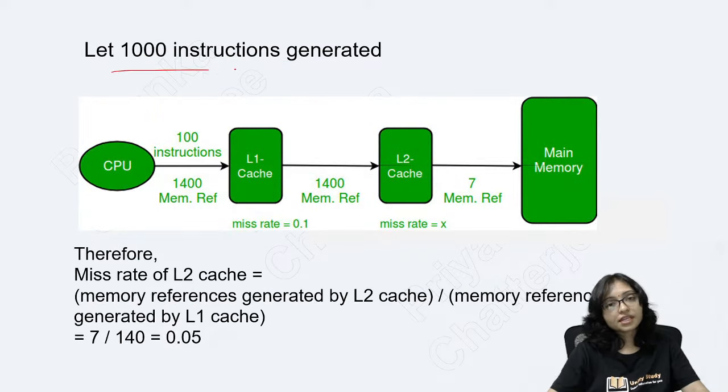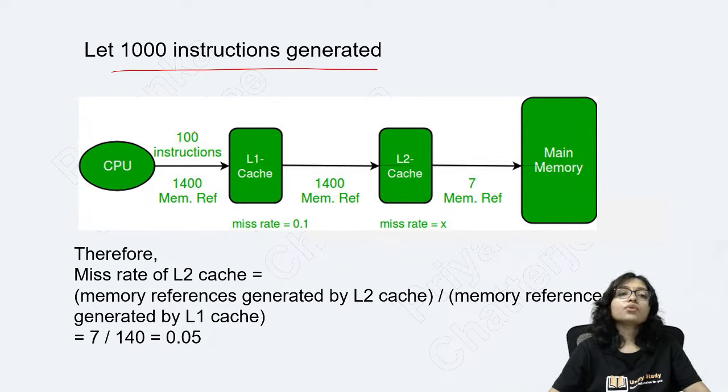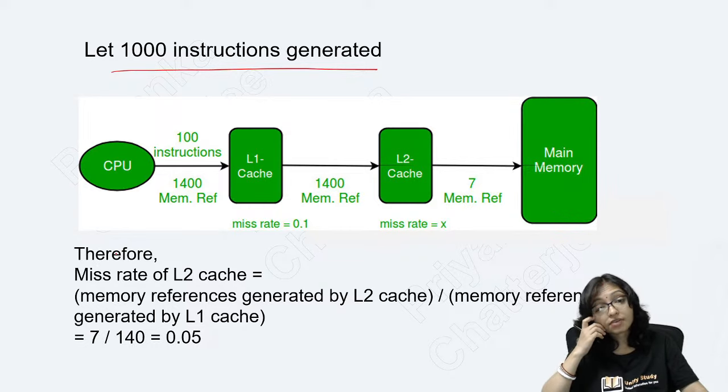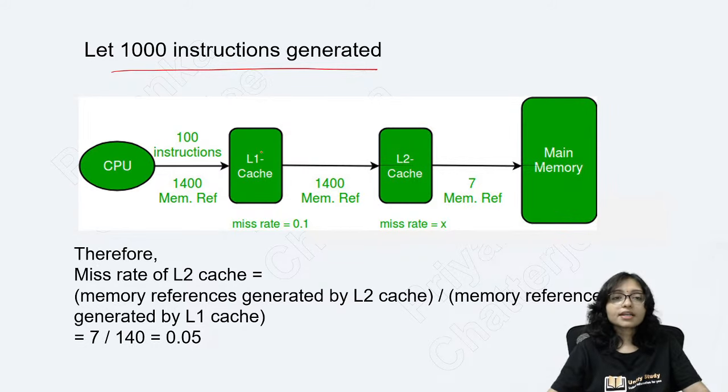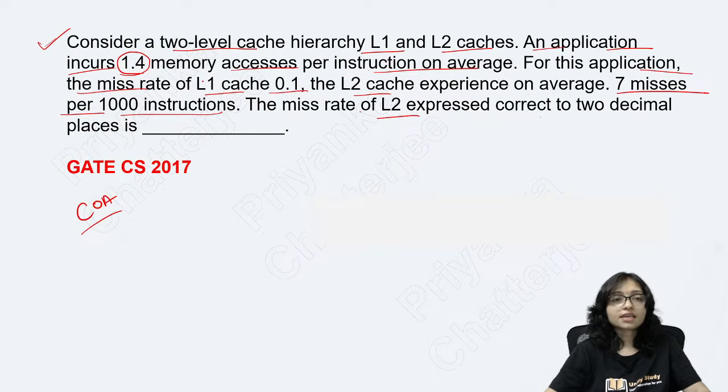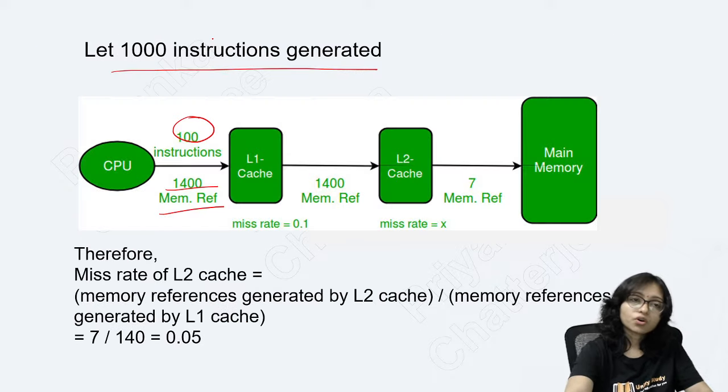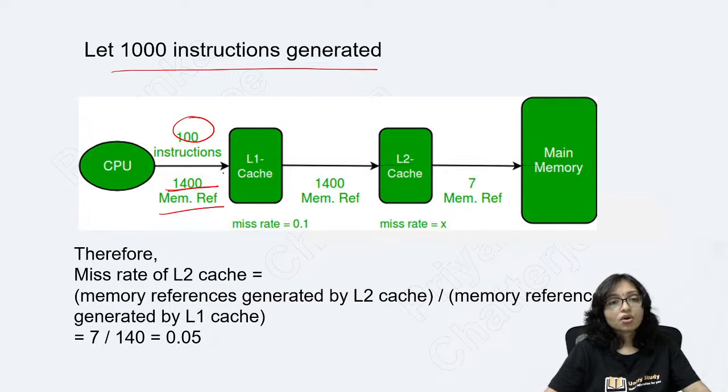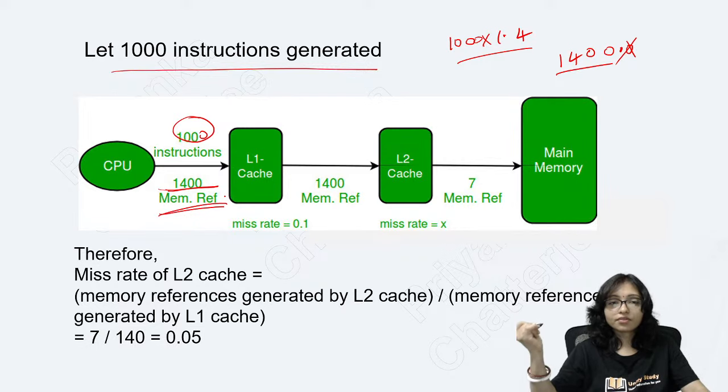Here you can see 1000 instructions were generated, right? Now as per the question it was given that, what will be the miss rate here. As per 1000 instructions, 1400 memory references will be there, because in the question it is given that 1.4 memory accesses are going on, right? 1.4 memory accesses means if I multiply 1000 into 1.4, that is 1400. So per 1000 instructions there will be 1400 memory references, right?